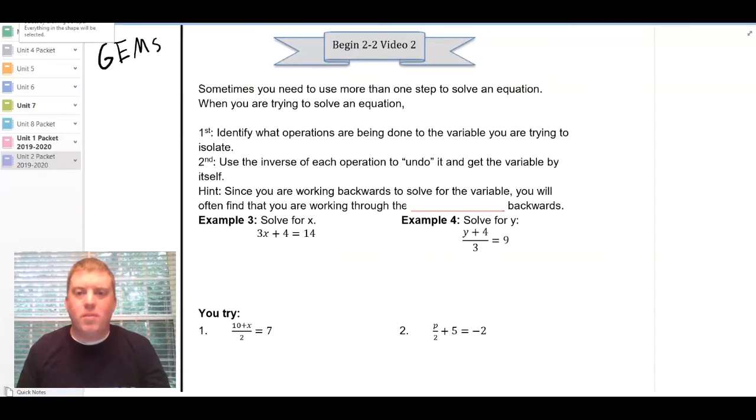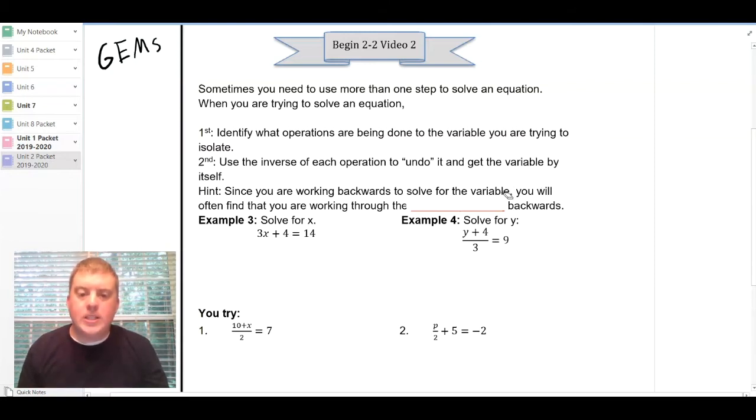In video 1, we covered some very basic one-step equations. In video 2, we're going to step it up just a little bit and start looking at some two-step equations. The two main ideas to keep in mind when you are doing an equation that uses more than one step is, first, identify what operations are being done to the variable you're trying to isolate or get by itself. And then use the inverse of each operation to undo it and get the variable by itself.